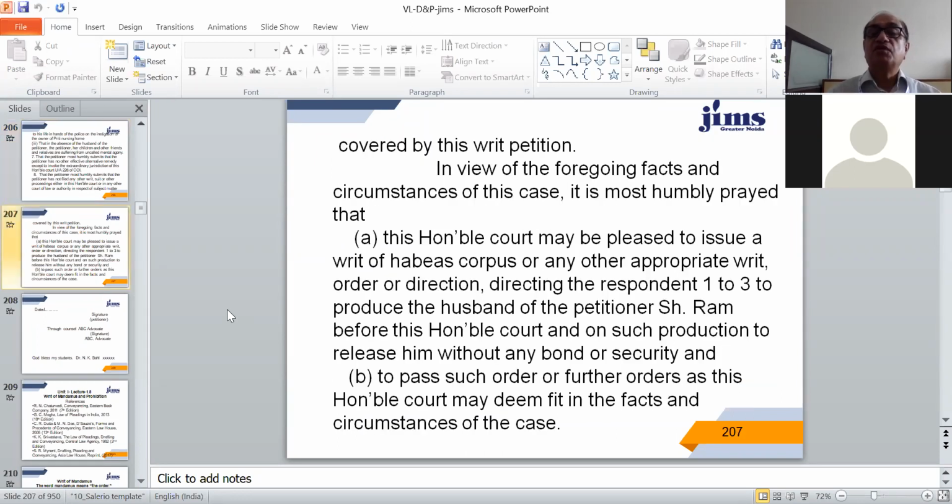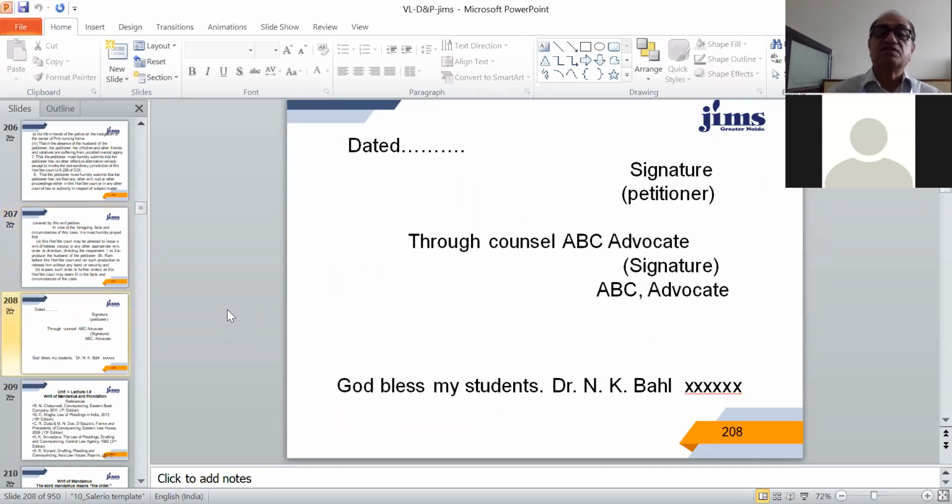matter. In view of the foregoing facts and circumstances of the case, it is most humbly prayed that A, this honorable court may be pleased to issue a writ of habeas corpus or any other appropriate writ, order, or direction, directing the respondents to produce the husband of the petitioner, Shri Ram, before this honorable court, and on such production to release him without any bond or security, and to pass such order or further orders as this honorable court may deem fit in the facts and circumstances of the case.